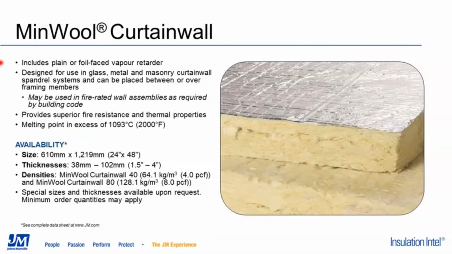Going from the interior of the building to the exterior of the building now, we have our MinWool Curtainwall product. This would go behind a lot of the glass panels you would see in a typical downtown high-rise type of construction, things of that nature. This comes in both faced and unfaced, as you can see in the photo. It comes in a variety of densities. Our Curtainwall 40 is a 4-pound nominal density, and our Curtainwall 80 is an 8-pound density. And as with all of these materials, they come in a variety of thicknesses and widths as desired.